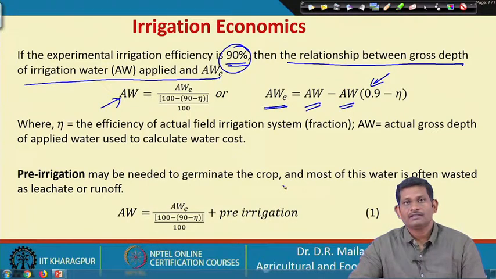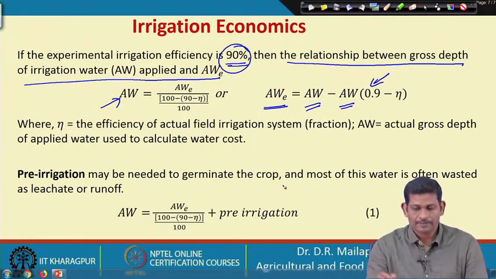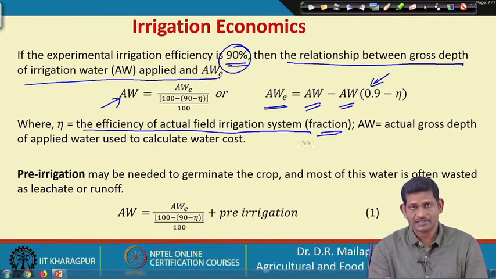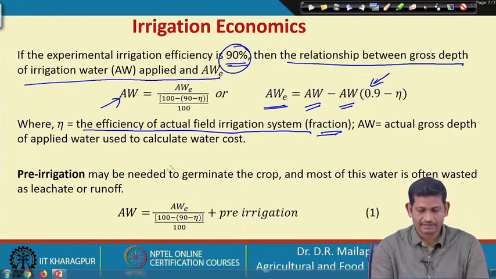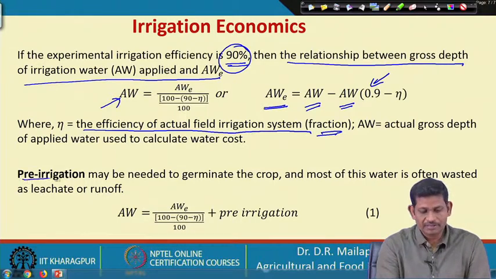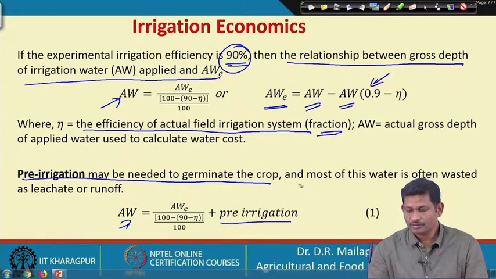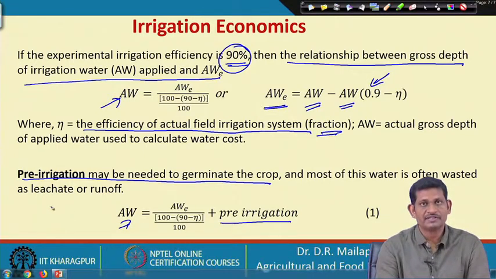We assume that the experimentally determined AWE is related to 90% irrigation efficiency. Here, n is the irrigation efficiency of the field irrigation system, in fraction, and the other term is this. Pre-irrigation may also be needed to germinate the crop. So, not only the AWE, you also have to apply the pre-irrigation that comes under grass.